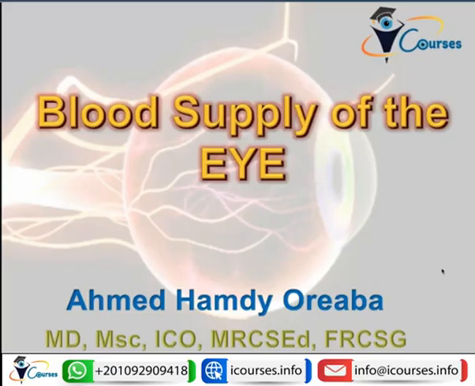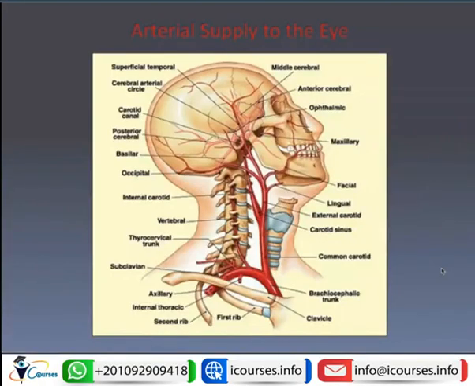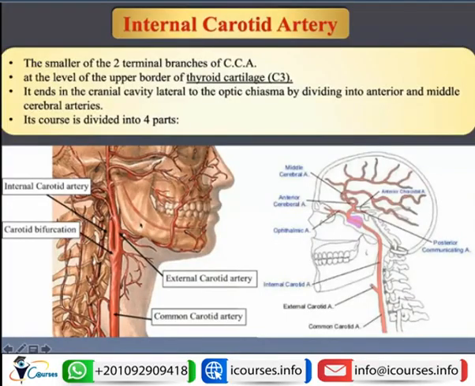Okay, so let's move now to the final part of our lecture, which is the blood supply of the eye, or the vascular supply of the eye. The arterial supply of the eye is coming from the branches from the common carotid artery. So the common carotid artery will give the external carotid and the internal carotid. The blood supply is coming from the internal carotid artery. So the internal carotid artery is the smallest branch of the common carotid artery.